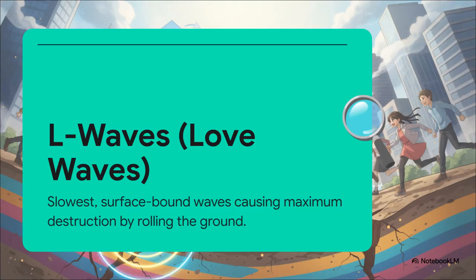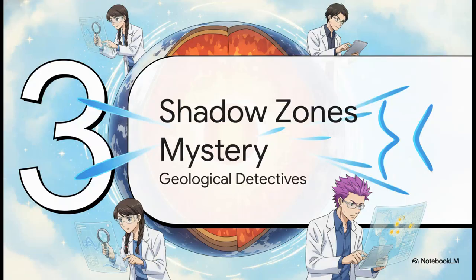Okay, but here's the real kicker. When those internal waves finally slam into the surface, they spawn L waves, also known as surface waves. Now there's a mnemonic trick here, "Dratal per love ka vinash," which basically means these love waves bring total destruction to the surface. And don't let the nice name fool you. They are the slowest waves, but because they're trapped entirely in a two-dimensional surface plane, they don't lose energy by spreading out in 3D. They just roll the ground like a massive carpet, tearing up foundations and causing the absolute maximum amount of destruction. All right, on to part 3, the mystery of shadow zones.